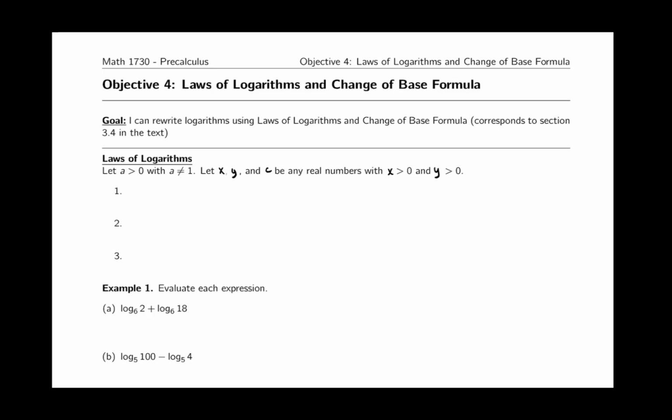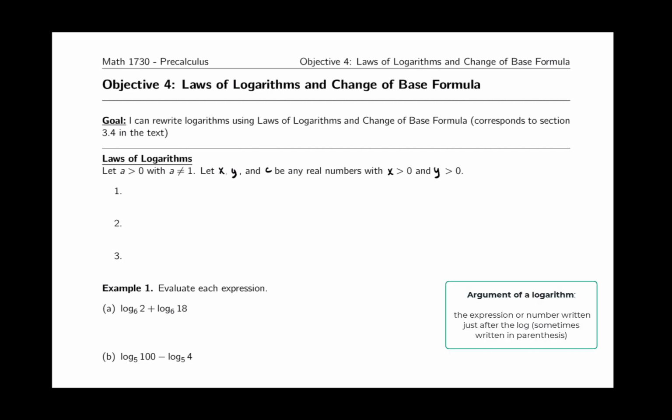Now that we've learned how to evaluate logarithms and to graph logarithms, we're going to learn a couple of rules to be able to rewrite a logarithm. There are 3 laws of logarithms, as we call them, and they tell us how to rewrite a logarithm that might have a complicated argument. If the argument of a logarithm has multiplication, division, or exponentiation, we can use laws of logarithms to rewrite them.